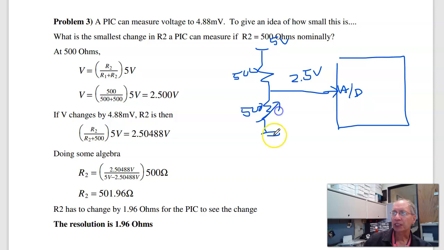Suppose this resistor changes. How much does this have to change for the voltage to change by 4.88 millivolts? Well, to do that, I'm going to increase the voltage by 4.88 millivolts, go backwards and solve for R. Here's your R2. And you wind up that R2 has to be 501.96 ohms. So that's the resolution of the A to D converter in ohms. I can read 500 ohms with a resolution of 1.96 ohms.